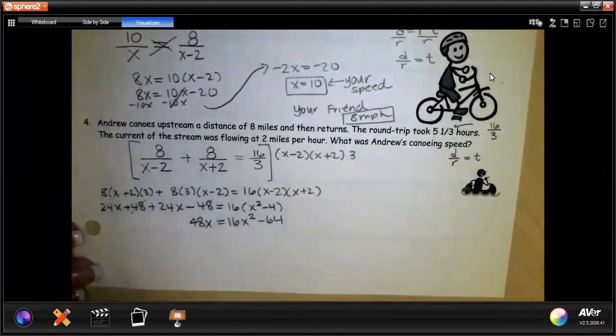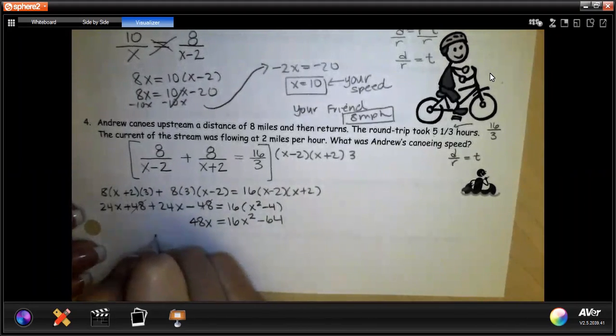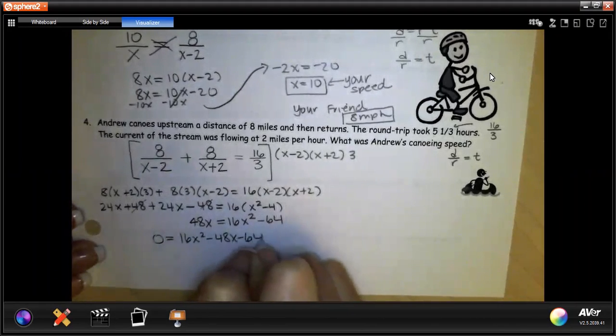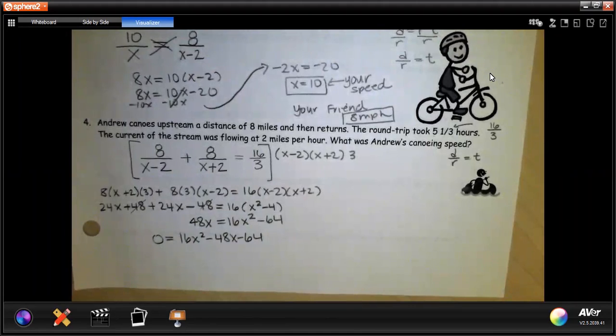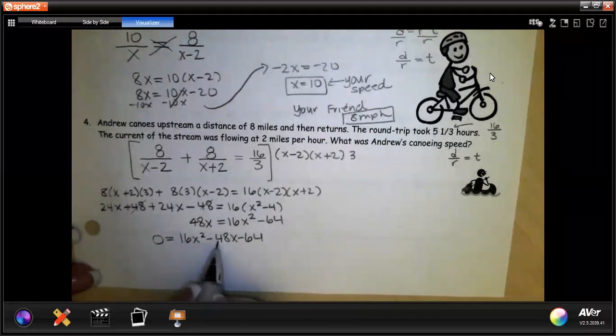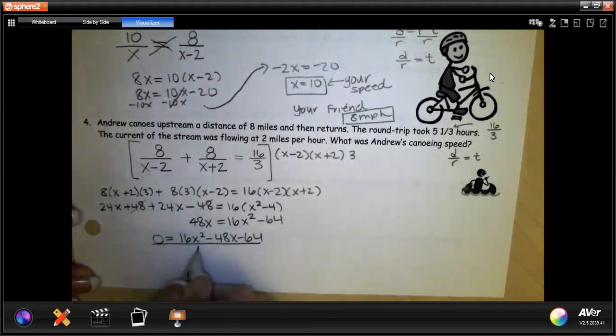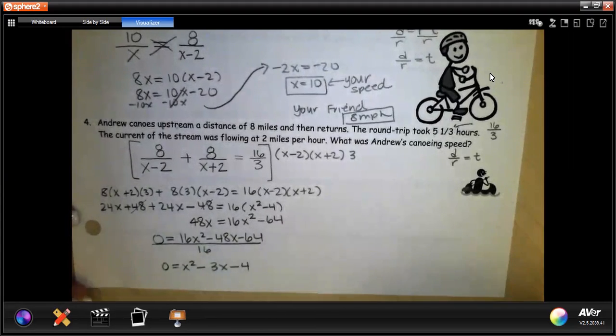I'm going to bring this to the other side so that everything is set equal to 0 since it's a quadratic. Anytime it's a quadratic, you want to get it set equal to 0 so that it makes it easier to solve, which we're going to solve by either factoring, quadratic formula, or finding our zeros. In this case, I see there is a 16 in all of those, so I'm going to divide the entire thing by 16. It just makes our numbers easier to work with. So I divide all of that by 16, and I get 0 equals x squared minus 3x minus 4.